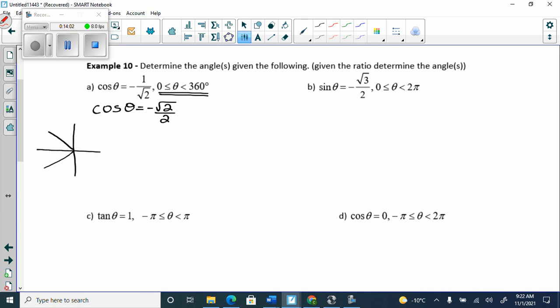Right here and right here, right? 135 and 225. So that would be my answer for this one as to what I gave you for restricted domain. And we would be done, and we would move on, and we would be happy. Life is good. So 20-1, honestly, the real 20-1, it just makes you restrict between 0 and 360.